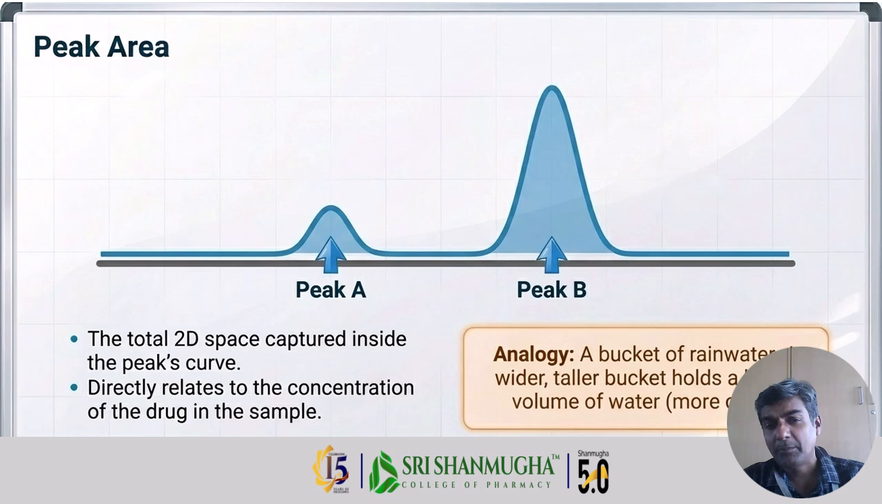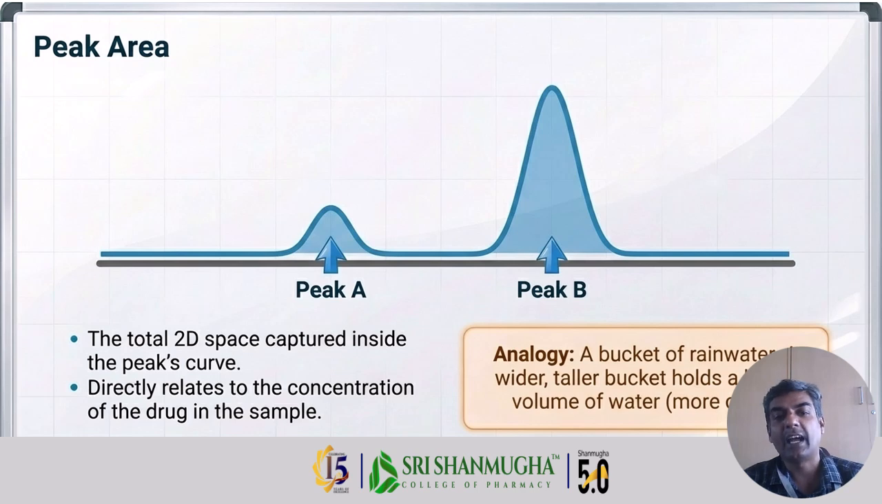If retention time tells us identity, peak area tells us quantity. Peak area is the total space under the peak curve. A larger area means more concentration of the compound in the sample. You can think of it like a bucket of water. A bigger bucket holds more water, just like a bigger peak area represents more drug. So, while retention time answers what is it, peak area answers how much is it.